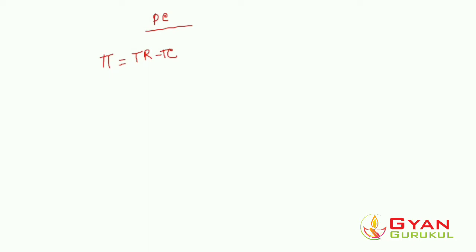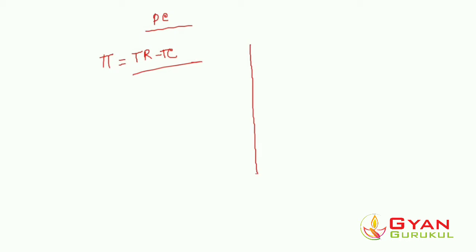So it is obvious that when the difference between total revenue and total cost is larger, that means the profit is maximum. So profit would be maximum when the difference between total revenue and total cost is maximum. Clear? Now let's draw it in a diagram here.